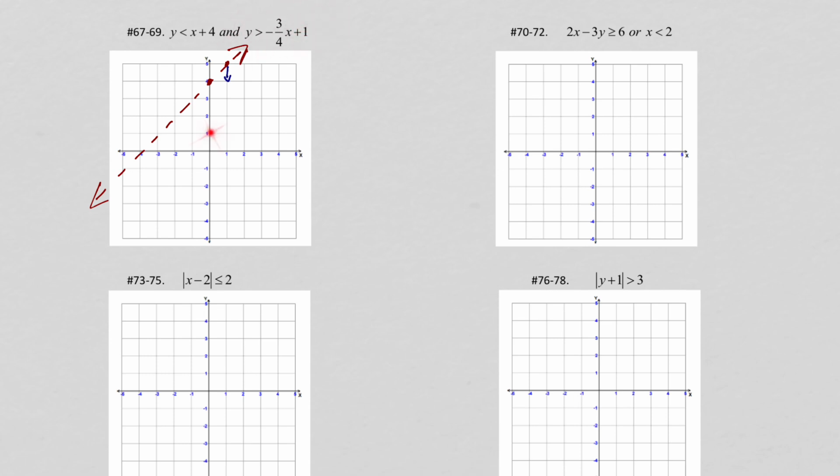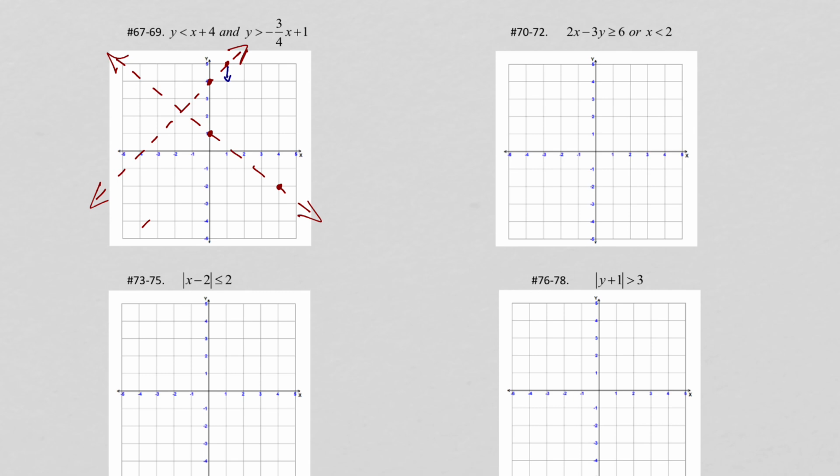Now, this line is in slope-intercept form already. So on the y-axis at +1, I'll draw a dot. This is a negative. I'll put the negative in the numerator, or you can put it in the denominator. I'll just put it in the numerator. So this is a -3, but +4. And I'll put a dot there. Okay? Now, there's no equal sign here, so I'm going to draw a dashed line. And I'll put arrows on either side.